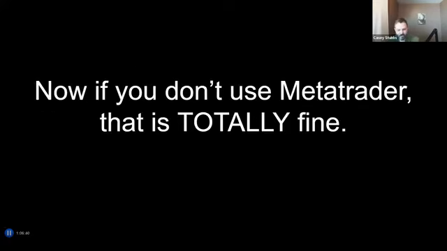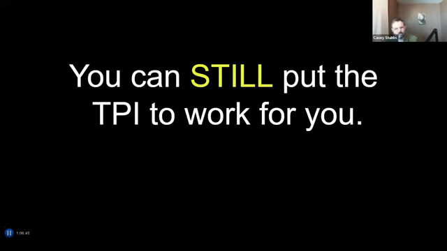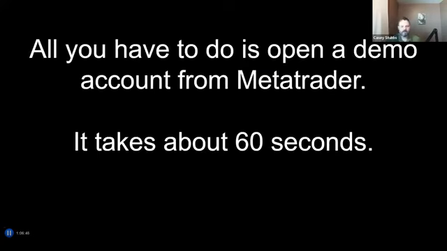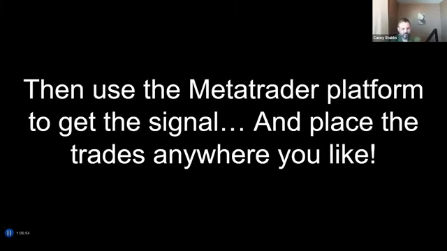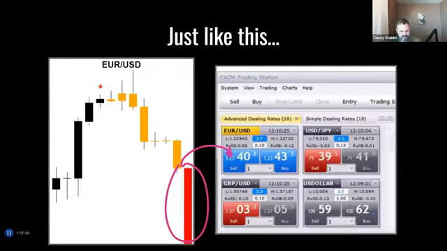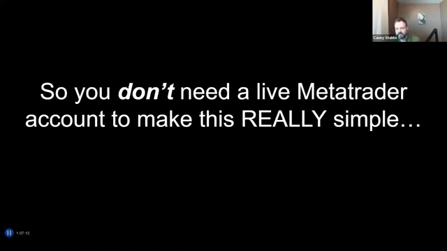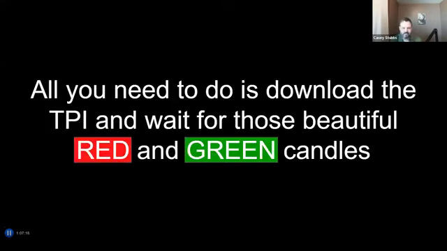Now, if you don't use MetaTrader, that's totally fine. You can still put the TPI to work for you. All you have to do is open a demo account from MetaTrader, which takes about 60 seconds. Then use the MetaTrader platform to get the signal and place the trades anywhere you like, just like this. You see it on the chart, and then you go to your platform to take the trade. It's simple. So you don't need a live MetaTrader account to make this really simple. All you need to do is download the TPI and wait for those beautiful red and green candles.